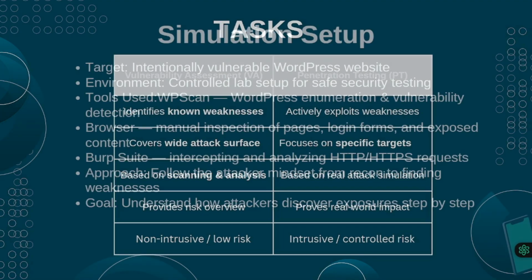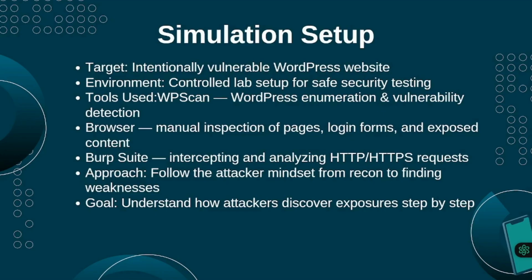Next, simulation setup. In the simulation setup, our target is an intentionally vulnerable WordPress website in a controlled lab environment for safe security testing. Tools used: WPScan for WordPress enumeration and vulnerability detection, and browser manual inspection of pages, login forms, and exposed content.